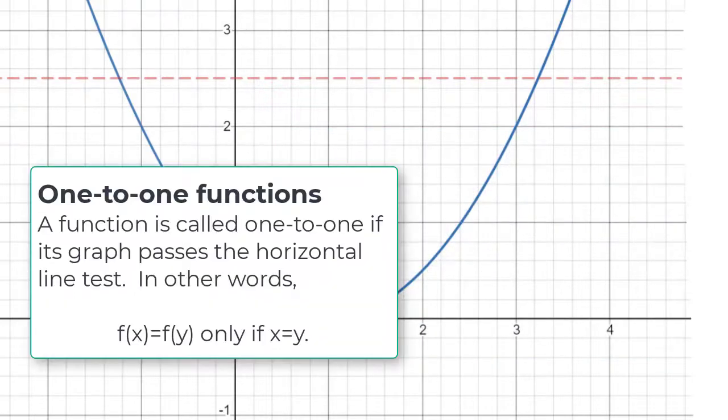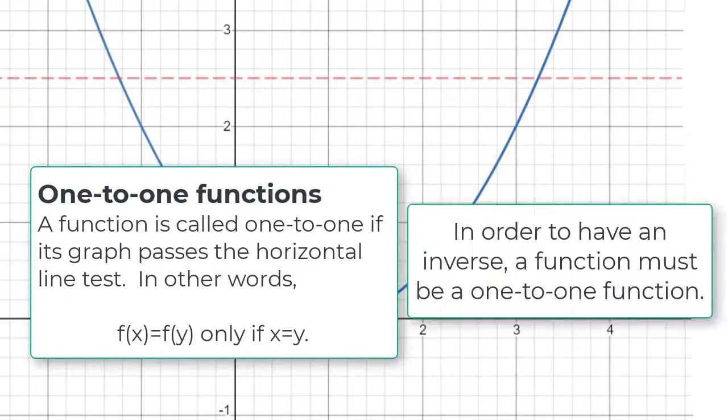There's a name for functions that pass the horizontal line test. They're called one-to-one functions. And so as a result of what we said, in order for a function to be invertible, to have an inverse, the function must be a one-to-one function. And to test for one-to-one, we just do the horizontal line test. We want to investigate and ensure that a horizontal line does not intersect the graph more than once.